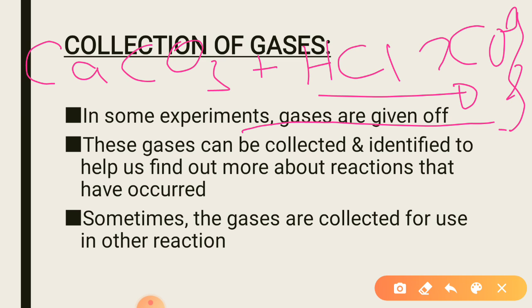There are some experiments in which gases are given off, and you have to recognize which gas it is. By knowing the gas which is released in the product, you would know which reaction takes place, as depicted here: by adding HCl to calcium carbonate, carbon dioxide gas evolved.